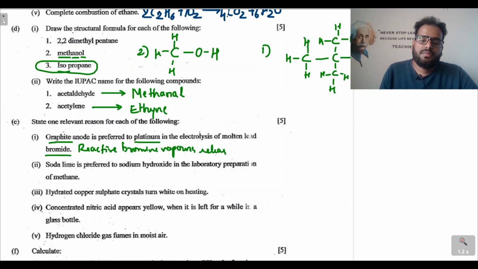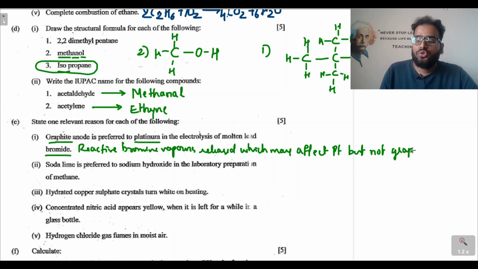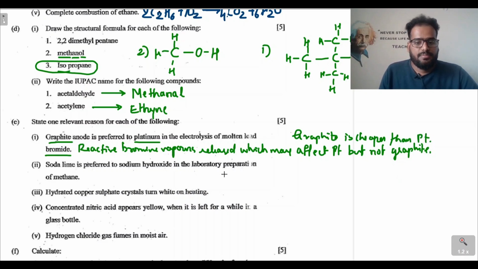released, which may affect platinum but not graphite, even though both are inert electrodes. One more thing is there, graphite is cheaper, very much cheaper than platinum. That also is added here. Okay, but the first point is a must.